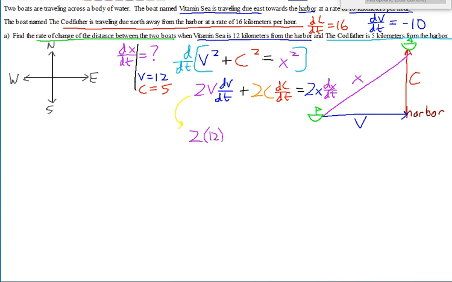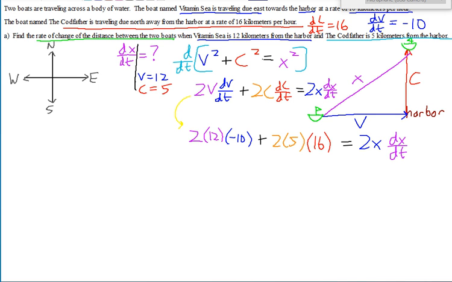dv dt we know is negative 10. Plus 2 times c, we know is 5. And dc dt, we already know is 16. Equals 2 times x, which we don't know yet. And then dx dt is what we're looking for. So once you substitute in all the information you know, you can see if you're missing any information or not. In this case, we know everything to solve for dx dt except for x.